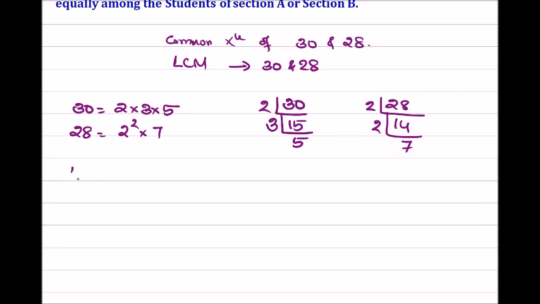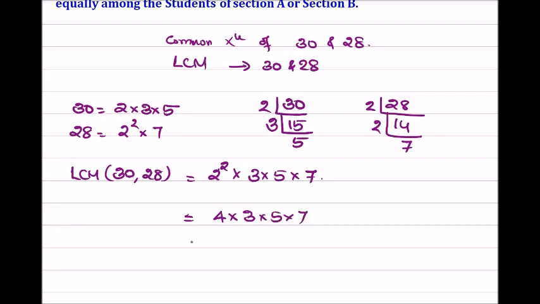Hence, the LCM of 30 and 28 is equal to 2 squared into 3 into 5 into 7. That's equal to 4 into 3 into 5 into 7. It's equal to 20 into 21. It's equal to 420.